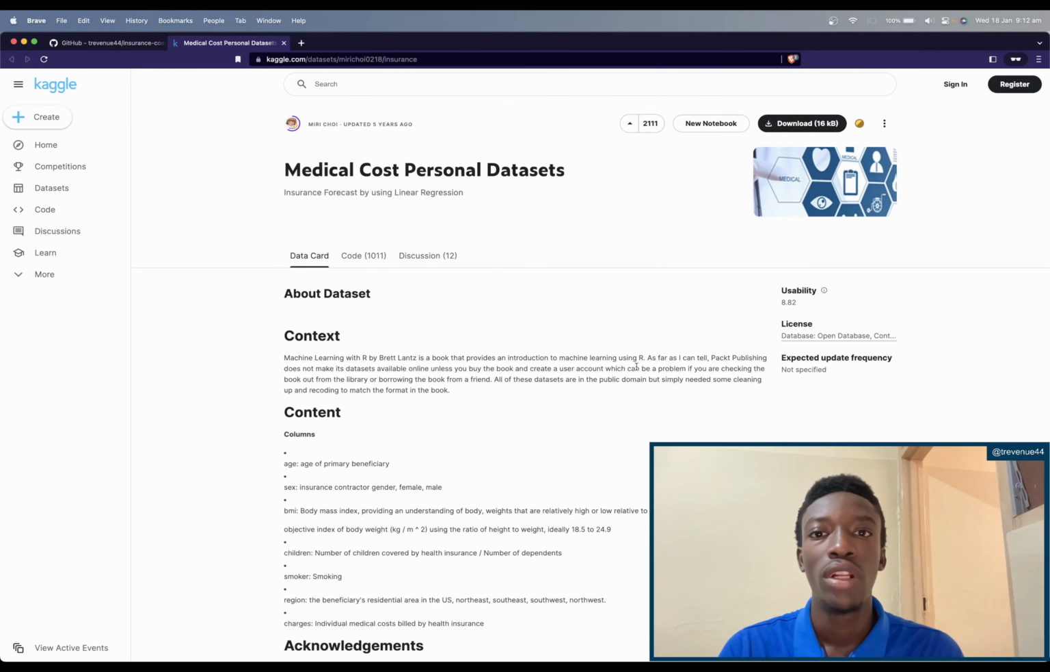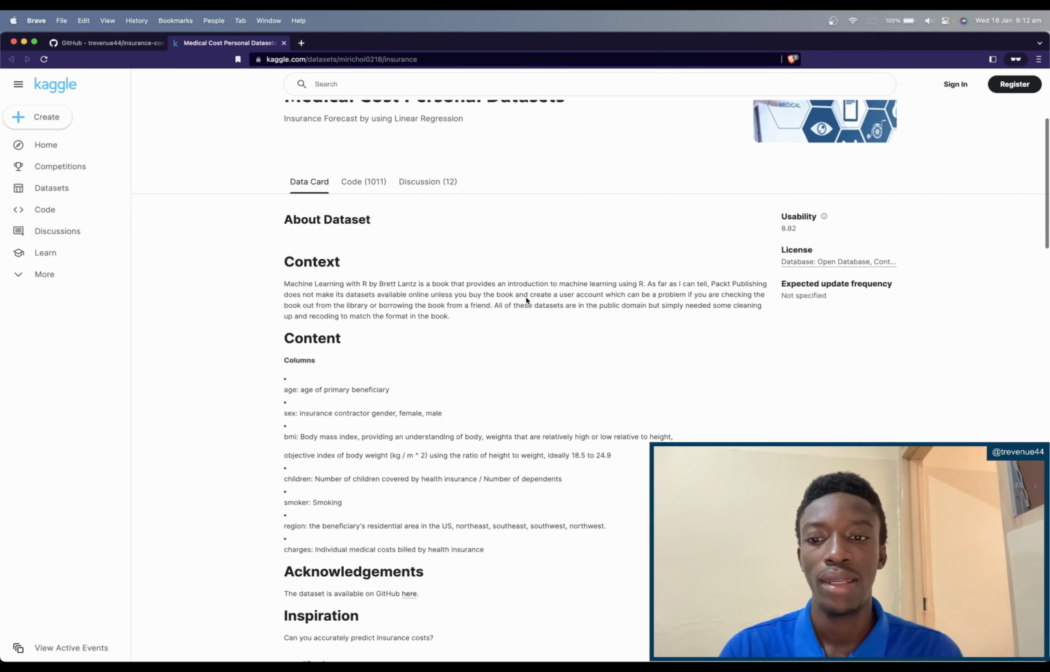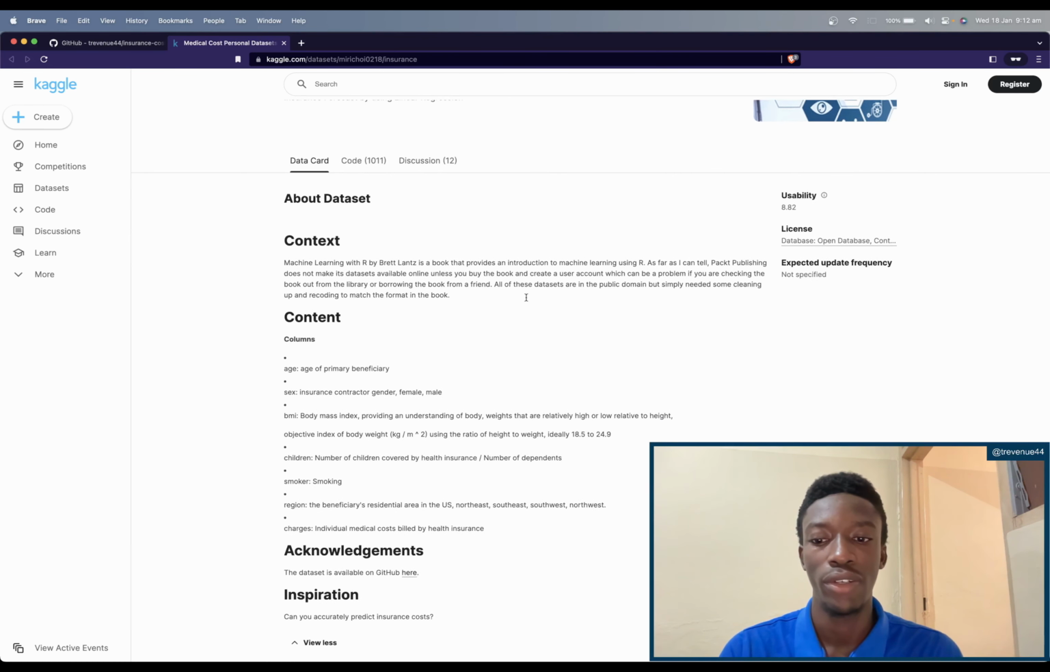So a while ago, I was scrolling through Kaggle datasets, and I found out about this dataset called the medical cost personal dataset, and it's essentially about predicting the medical charges of an insurance company based on certain attributes of the person they are getting the insurance for.